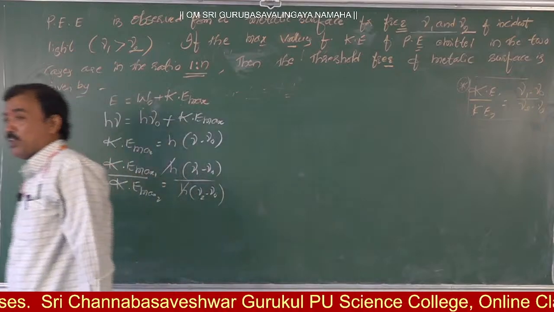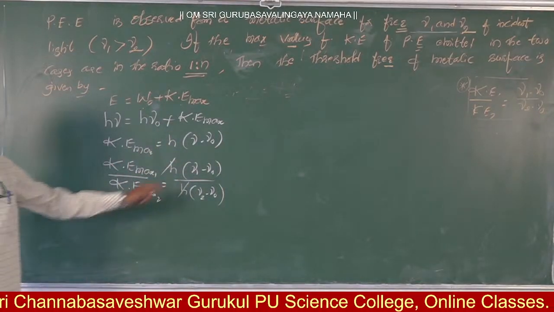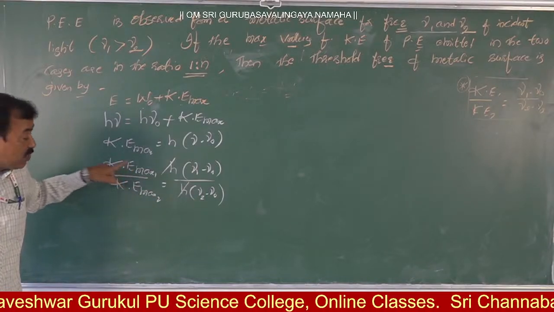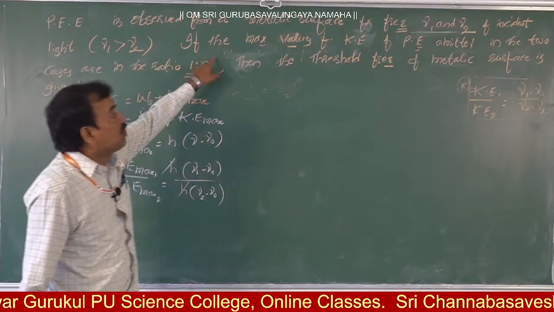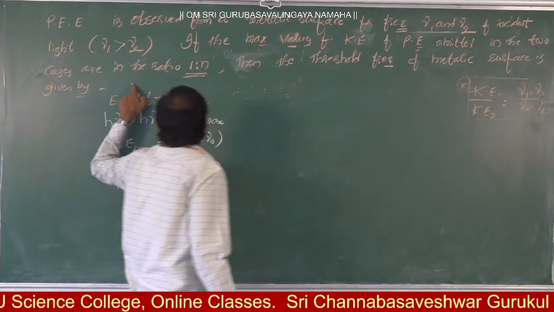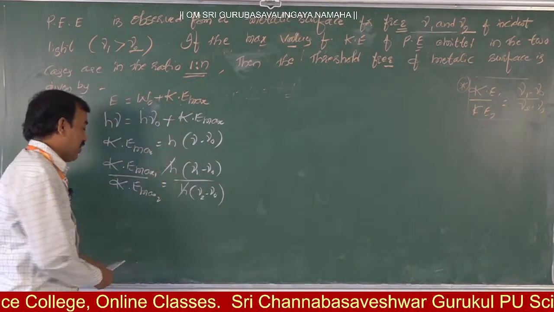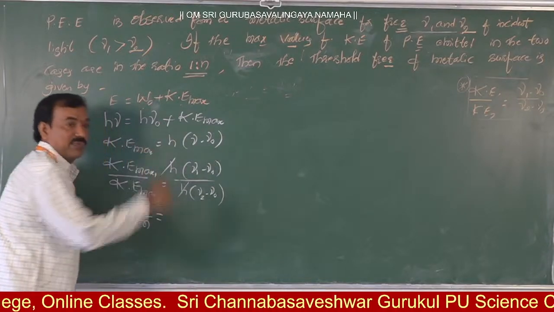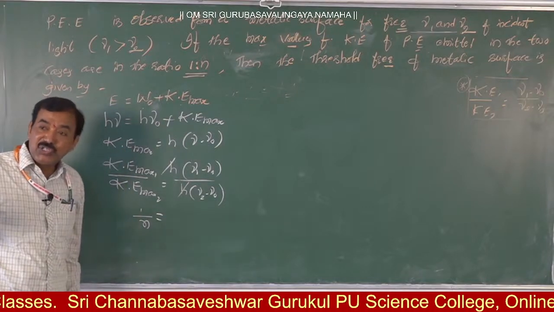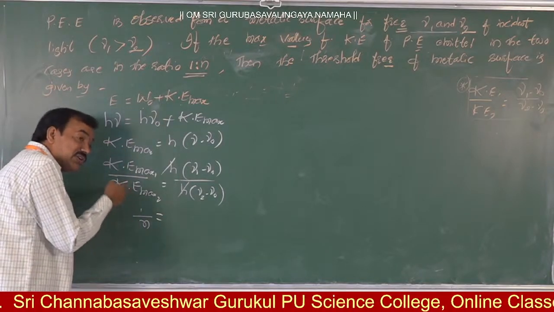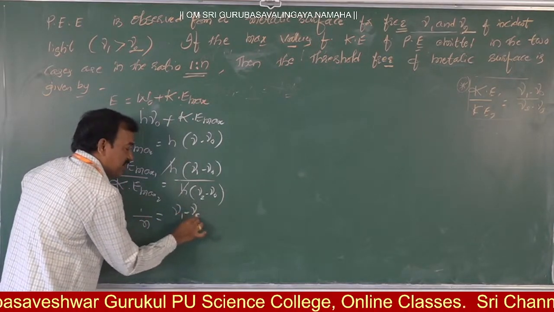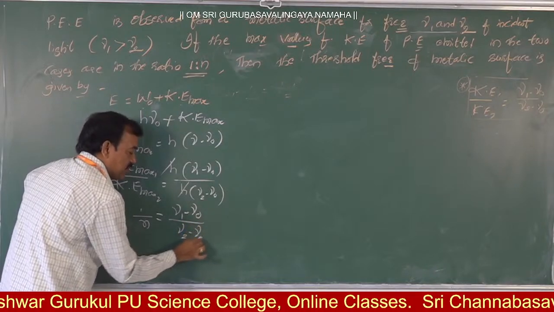So KEmax1 by KEmax2 is equal to, what is that equation here? (ν1 − ν0) by (ν2 − ν0), okay. Now tell me, if the maximum values of kinetic energy of the photoelectron emitted in the two cases are in the ratio 1:n, then this value is equal to 1 by n. The ratio of the kinetic energy is equal to 1:n, so 1 by n is equal to (ν1 − ν0) by (ν2 − ν0).